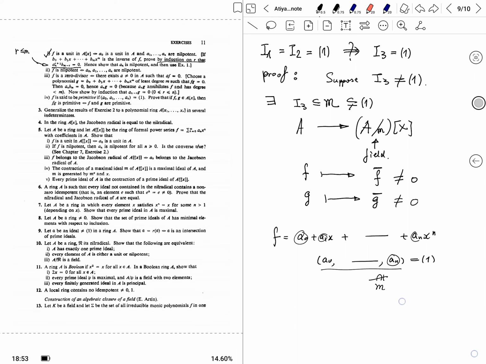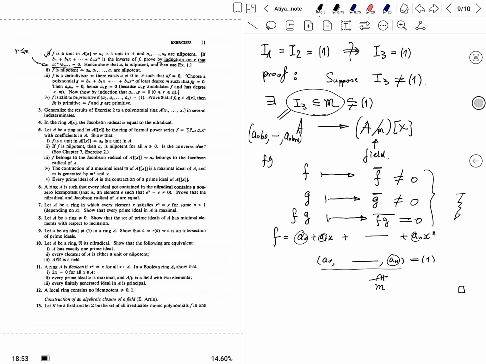But then you're claiming that this is 0 because, what? Because all the coefficients, recall that this is just all the coefficients of fg. All the coefficients are contained in M, so this is 0. This gives you a contradiction. And so we finish the proof.